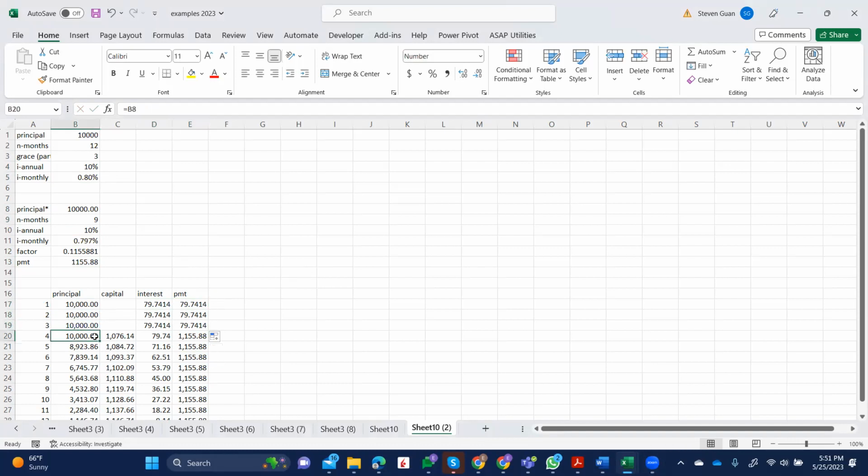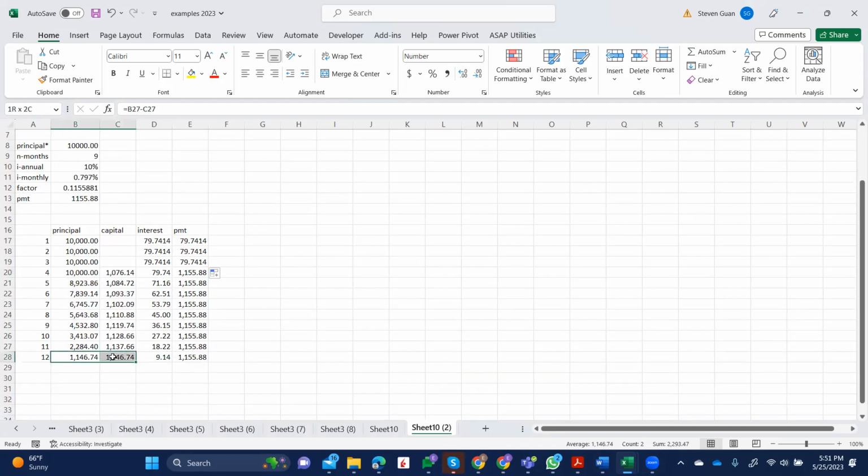And once we arrive at the 4th period, we start paying as regularly. I start paying my payment, my interest, and my capital. And then as you can see, just to verify that we are correct, take a look at the 12th period, and then we are in the same exact position.